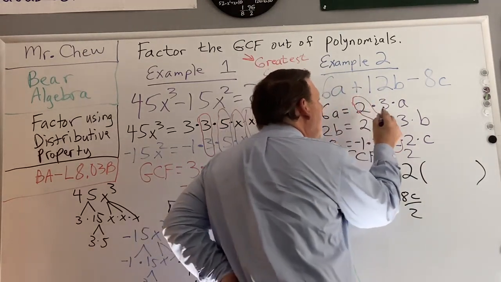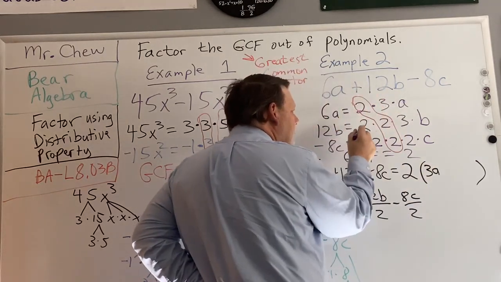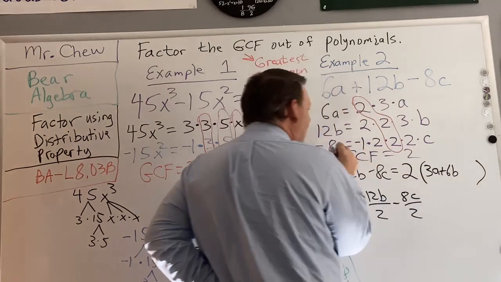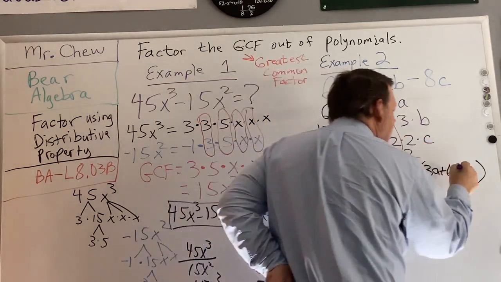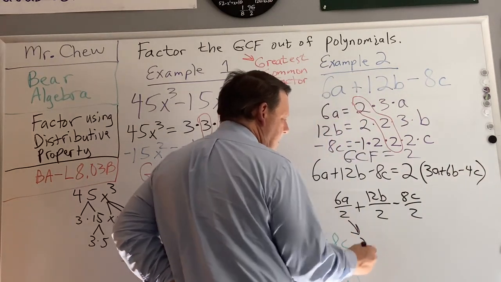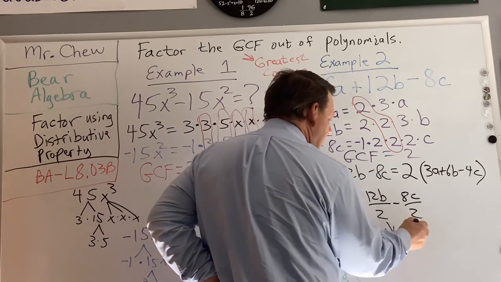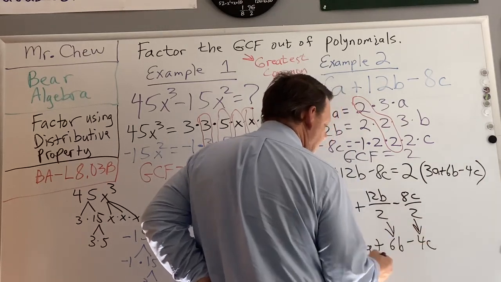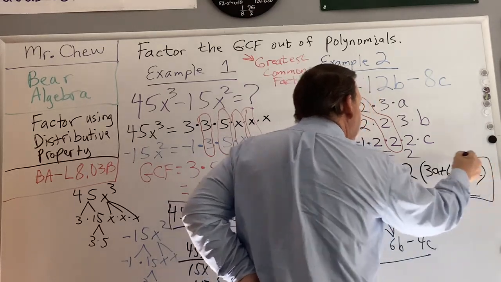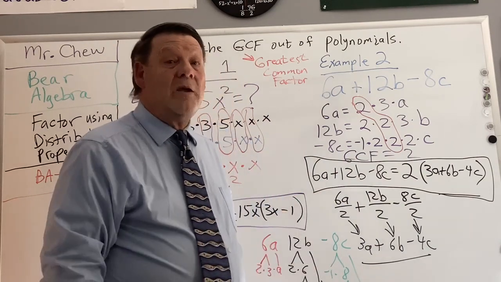Or you can look and see what I didn't circle, 3a. 3 times a is 3a. What I didn't circle, 2 times 3 times b, 6b. Look what I didn't circle, -1 times 2 times 2 times c, minus 4c. And yes, this is 3a. This is 6b. And this is minus 4c. And when you take and multiply it by the GCF, you have 2 equivalent expressions, and it's an equation.